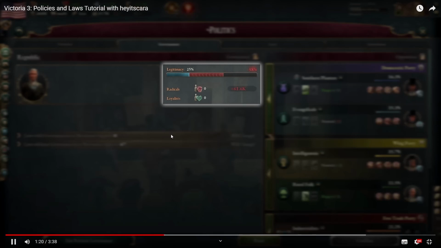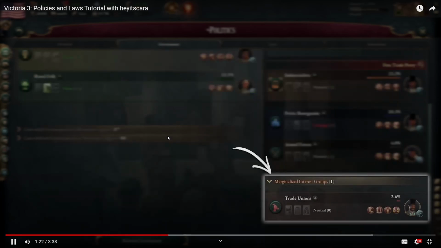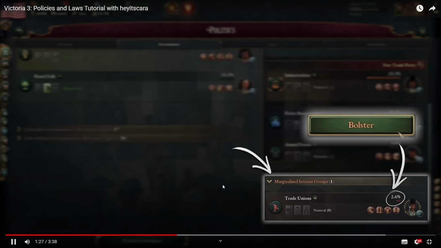If the interest group you want to add to your government happens to be a marginalized interest group, however, you'd first need to bolster their clout before reforming the government to add them.